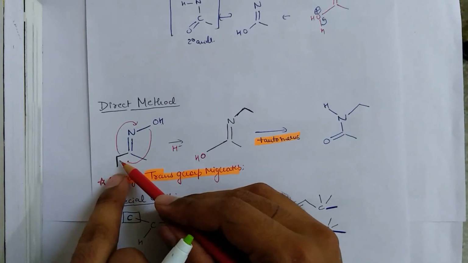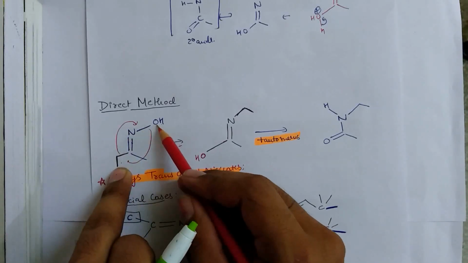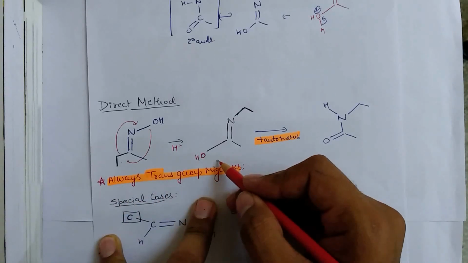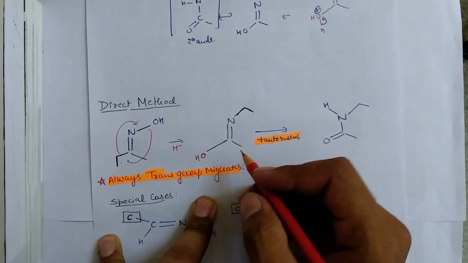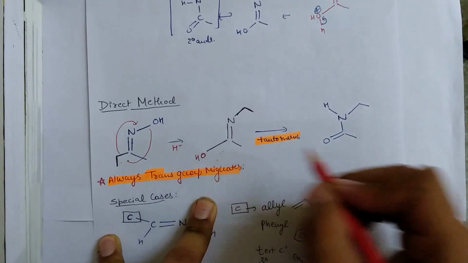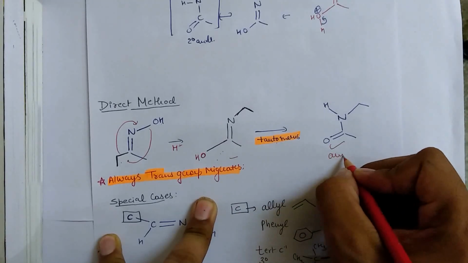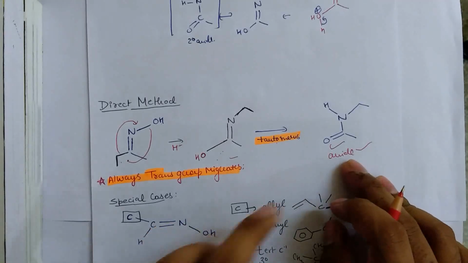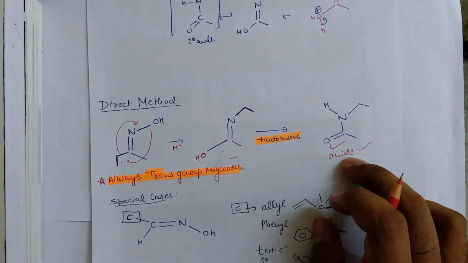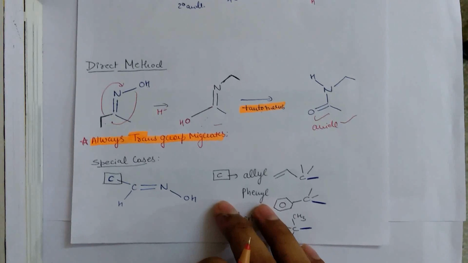So all you have to do is migrate this alkyl group to this position and OH to here, which will give you this product. Now all you have to do is tautomerize this compound to form this amide, and here you have your product. So in examination they may ask you a difficult question.